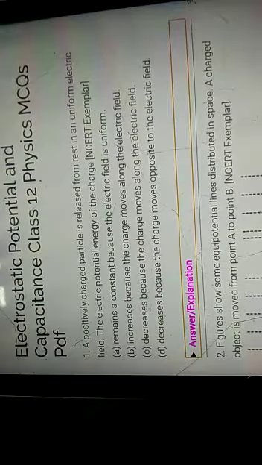The electric potential energy of the charge: remains constant, increases, decreases because the charge moves along the electric field, or decreases because the charge moves opposite to the electric field. So let's discuss which is the correct option. According to me, the correct option is C, decreases because the charge moves along the electric field. Now I will discuss why option C is correct.